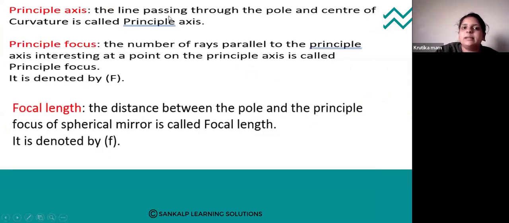Next term, the line passing through the pole and the center of curvature is called the principal axis. So the fourth term for spherical mirrors is the principal axis. So what is the principal axis?